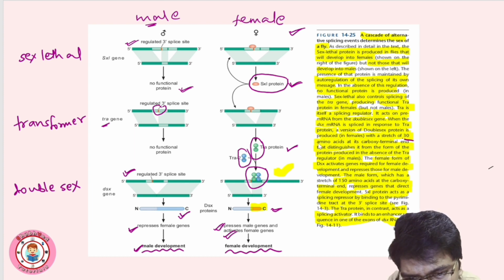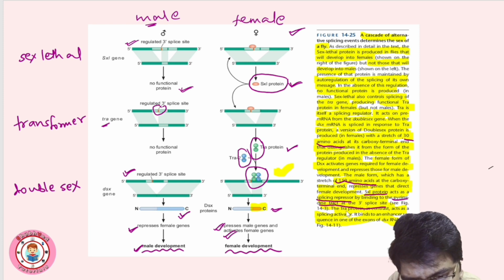30 amino acids in the females, and in the male case 150 amino acids. This is important, right? As well as the SXL protein acts as a splicing repressor. This is important. Where is it binding? On the pyrimidine tract and the 3' splicing site.